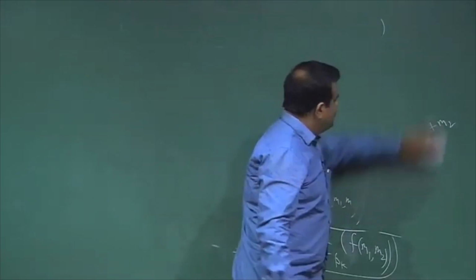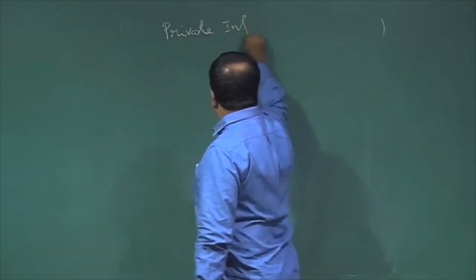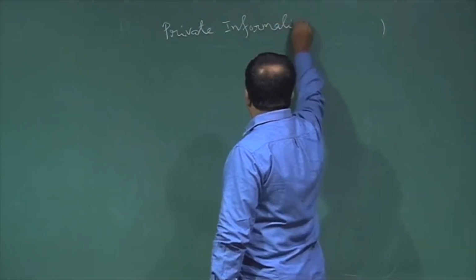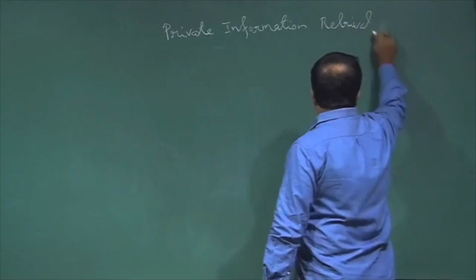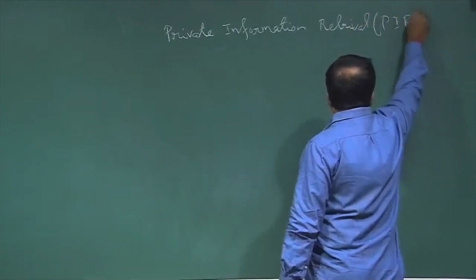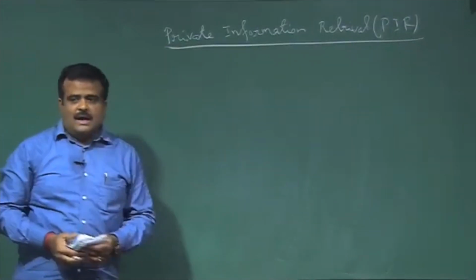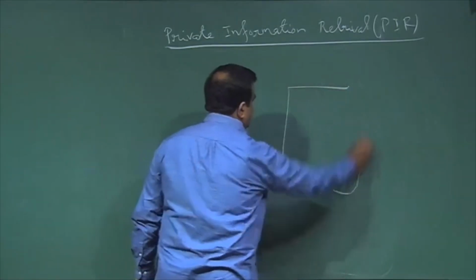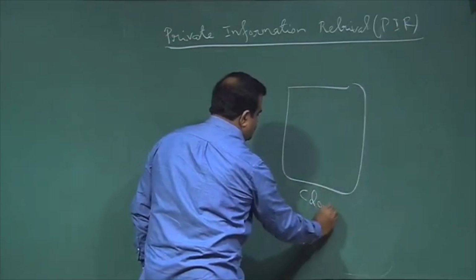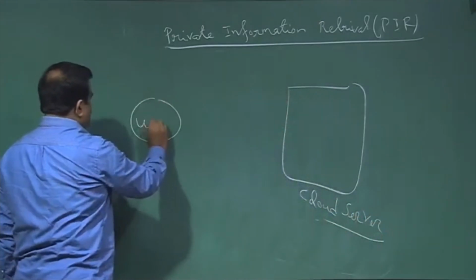So let us talk about what PIR is. Private information retrieval, in short, is called PIR. What is basically private information retrieval? Suppose we have a database, and we keep this database on the cloud side. This is the cloud server, and this is the user.